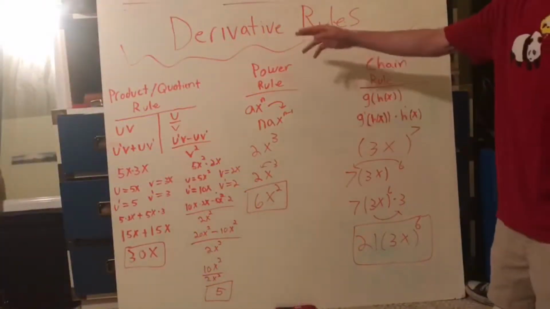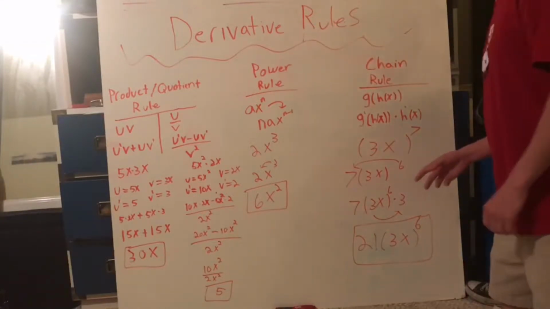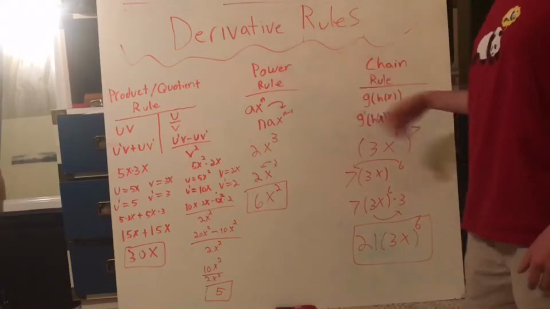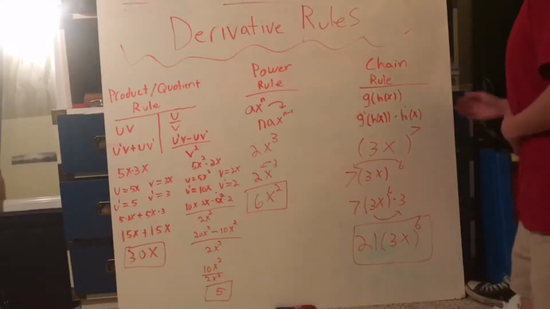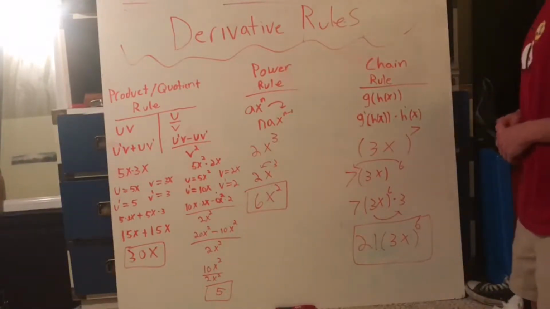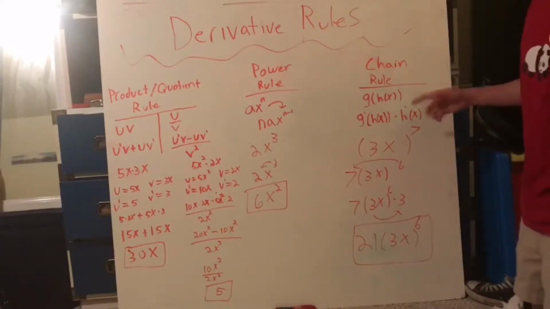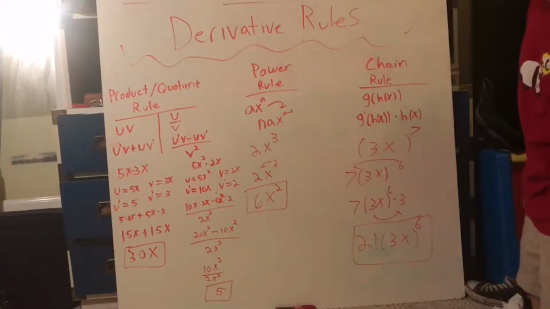Okay, so here we have our derivative rules, and the three we're going to go over are the product and quotient rule, the power rule, and the chain rule. I'm going to start with the chain rule. We have g of h of x, and when taking the derivative, we have g prime of h of x times h prime of x.